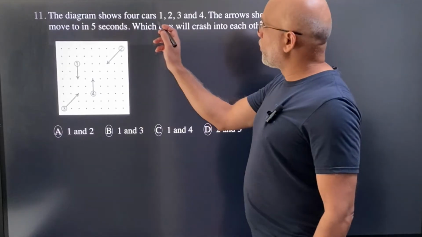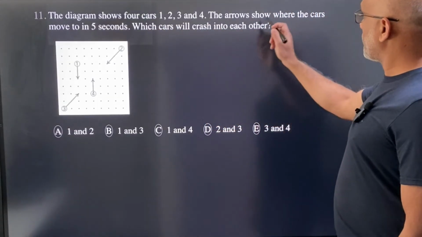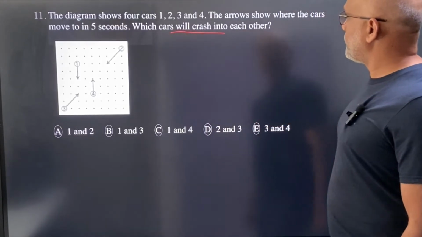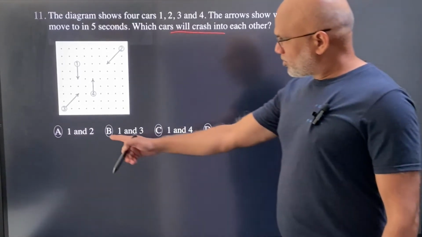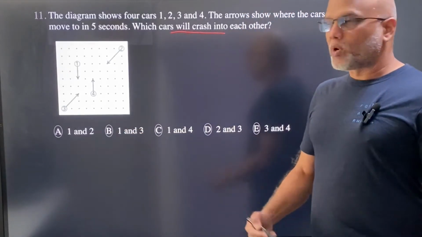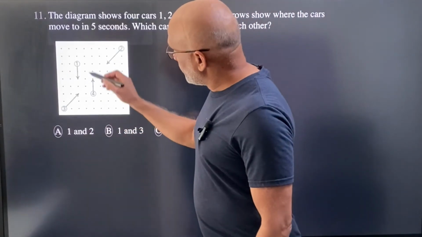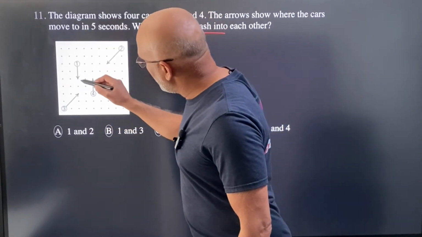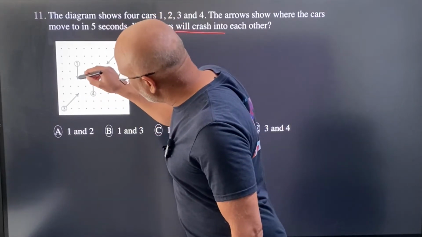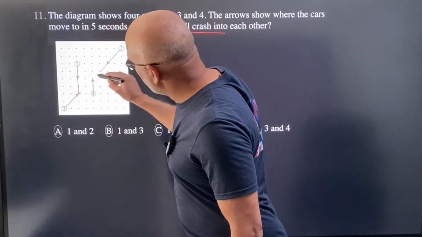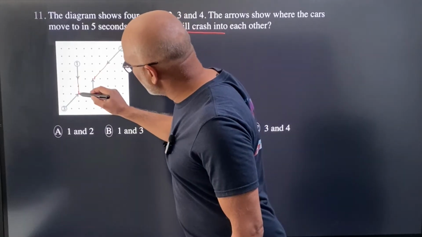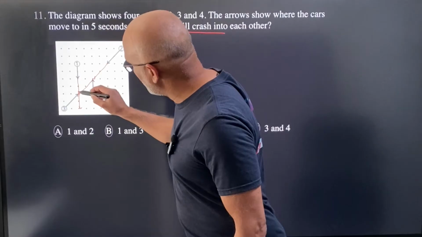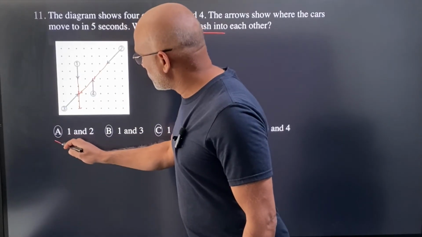The diagram shows 4 cars, 1, 2, 3 and 4. The arrow shows where the cars move in 5 seconds. Which cars will crash onto each other? Alright, so let's look at the different answers one at a time. 1 and 2. So 1 moves here in 5 seconds, 2 moves here in 5 seconds. Next 5 seconds this will come here, and this will come here. In the next 5 seconds this will come here, and this will come here. But when it comes here, it would have already left, so they are not going to crash.